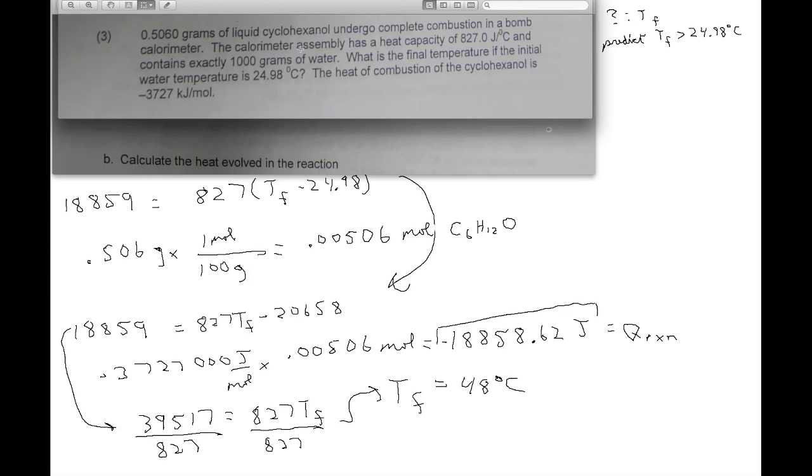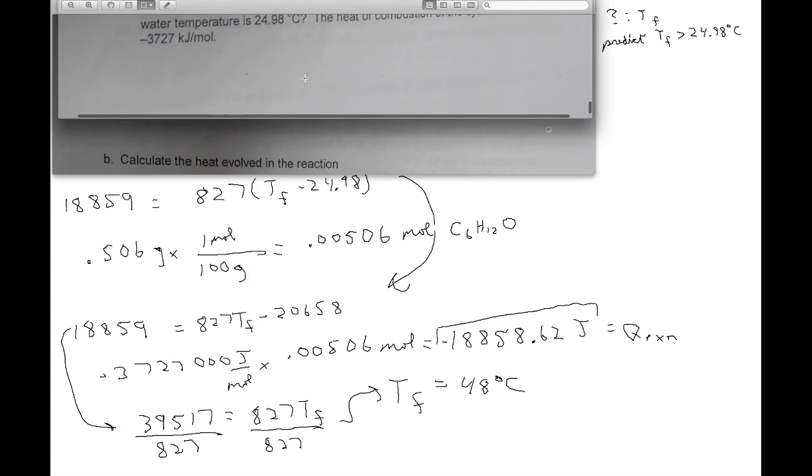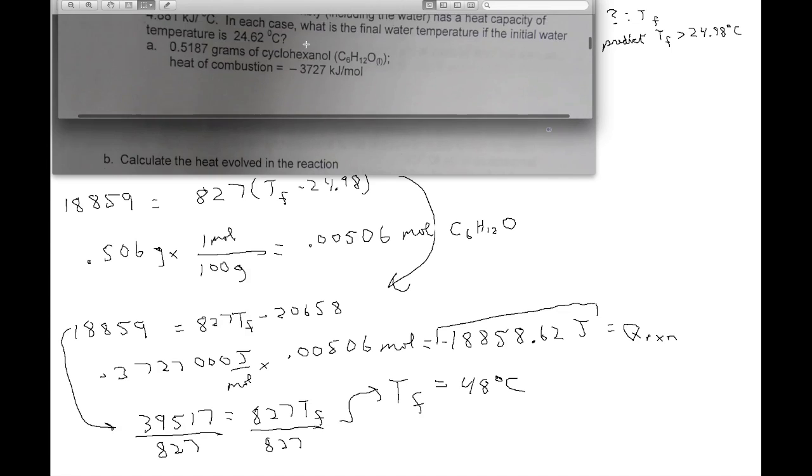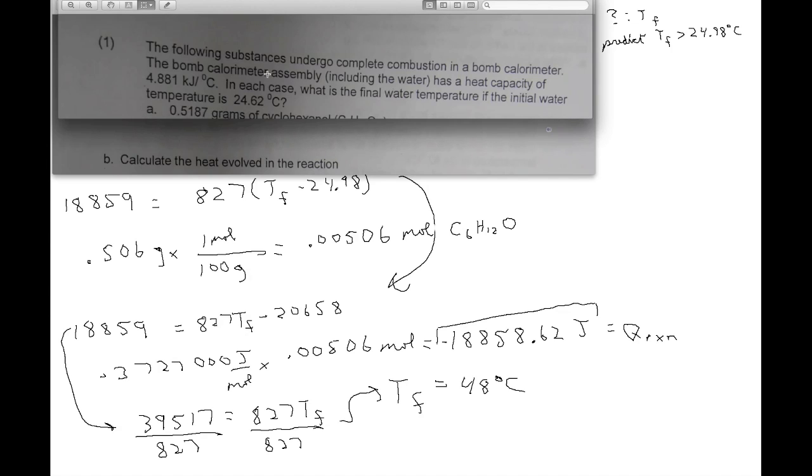I'm not sure now. All right, so let's see. So the first problem we did here, they said the calorimeter assembly, including the water, has this heat capacity. So in this case, it was obvious what we had to do.